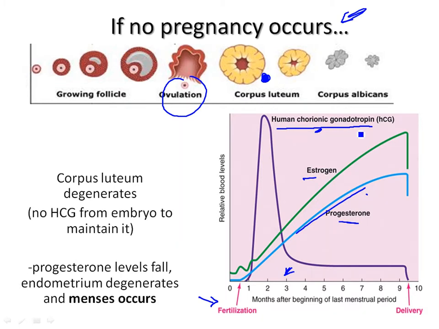And interestingly enough, this is what women are testing for. If you take a pregnancy test, there is HCG in the urine as soon as a week after conception. And that is what women are checking to see if they're pregnant.